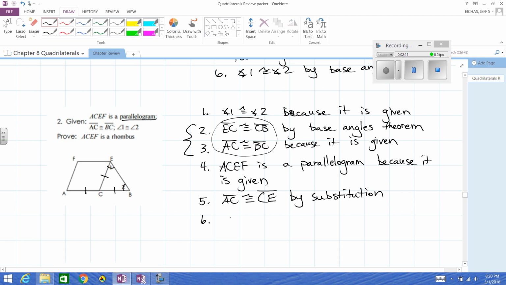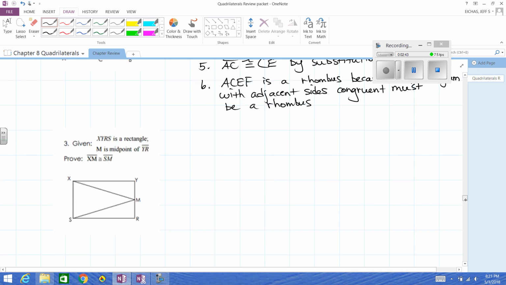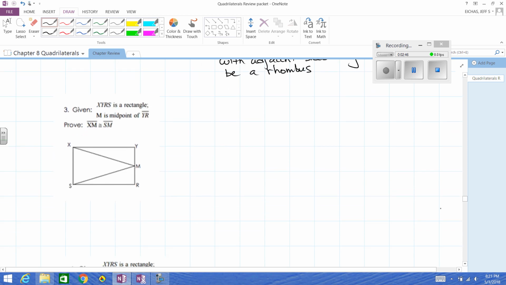All right, now 6, I'm going to jump right to ACEF as a rhombus. And I'm going to explain this because a parallelogram with adjacent sides congruent must be a rhombus. Okay, good enough.